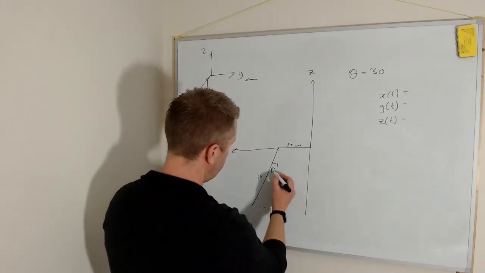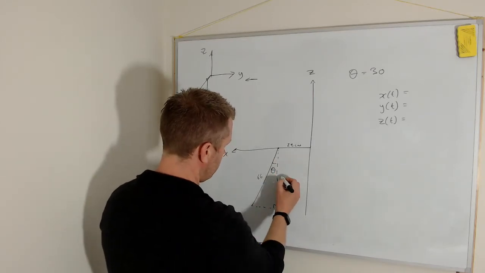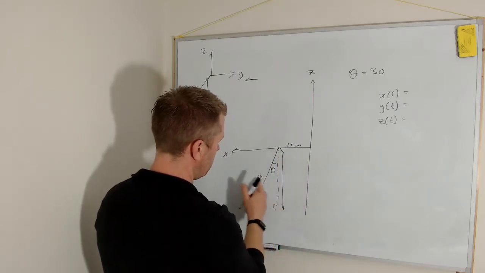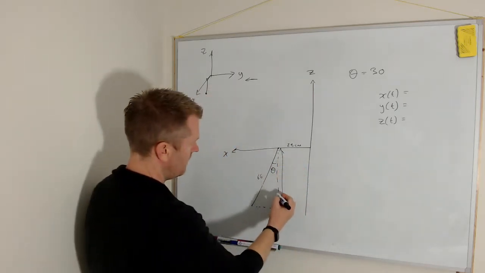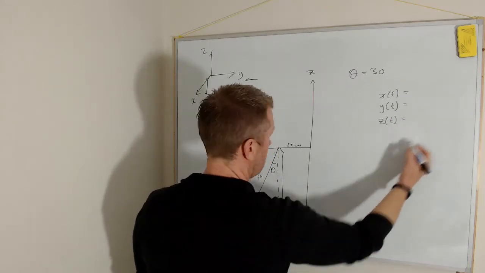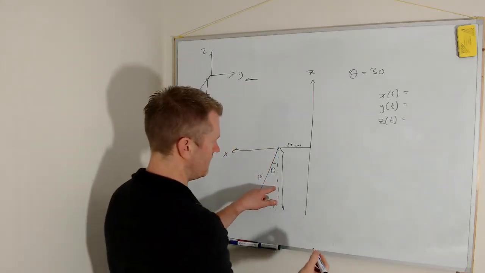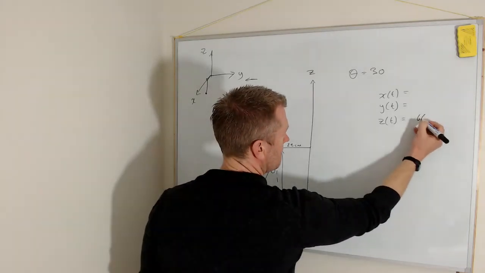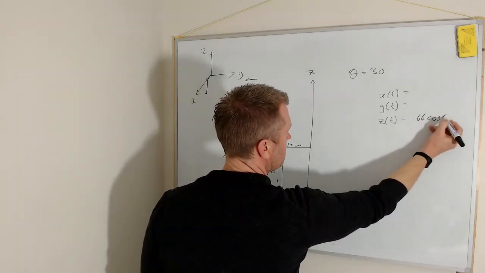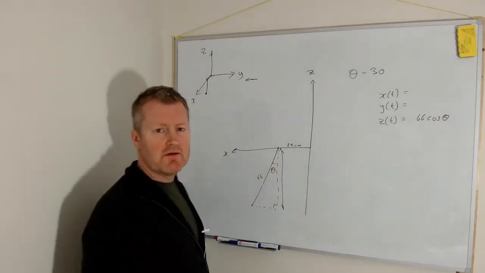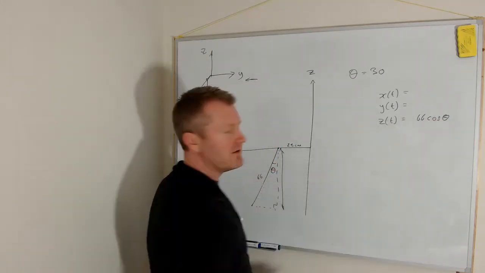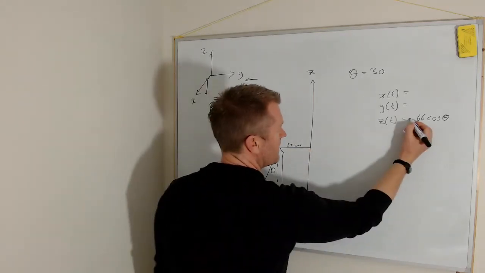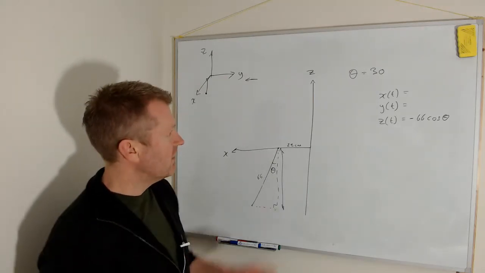We want this distance. This is adjacent over hypotenuse. Therefore, cos theta is z over 66, so z equals 66 cos theta. Theta is a function of t. It will change over time, but for now I'll just write it there as another parameter. Now, we're going in the negative direction, so we want a minus there. So that's our z coordinate.